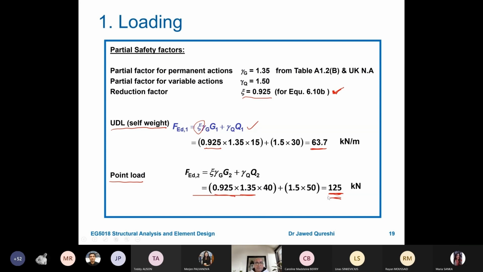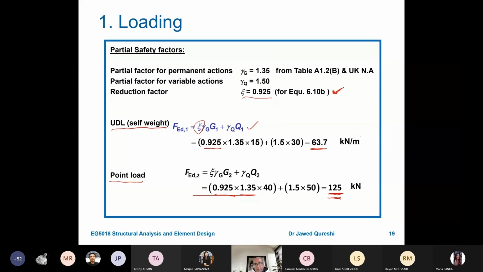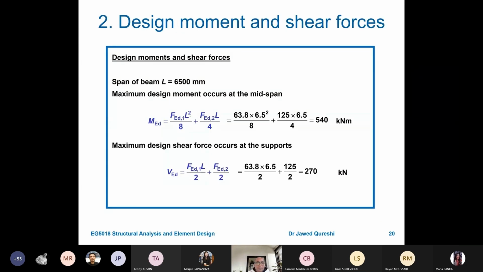This is a combination of UDL and a point load. A central point load, which means that my applied moment is going to be combination of WL² over 8 plus PL over 4. F_Ed is applied load here, UDL, and F_Ed2 is applied point load. Can I say that it will be WL² over 8 and PL over 4? Instead of W, we have used F_Ed. F_Ed means applied design load. What we have done is combination of moments for point load and UDL. This is giving us combined moment of 540 kilonewton meter.